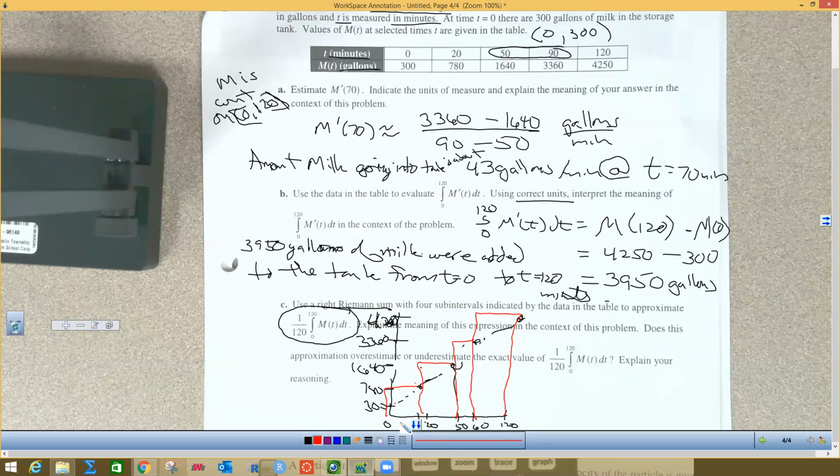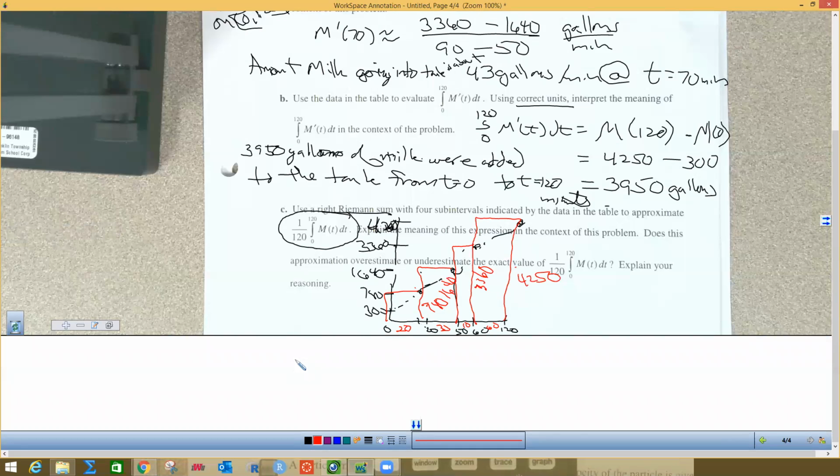So this base down here is 20, because 0 to 20 is 20, 20 to 50 is 30, 50 to 60 is 10, 60 to 120 is 60, and then this height on the far right is that 4,250, because we're doing a right one. The height of this rectangle is 3,360. This one is 1640, and this last one is 780. So let's go down and do our area of rectangles.